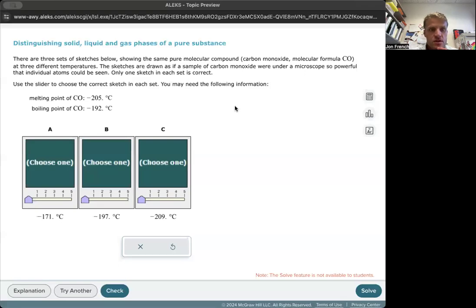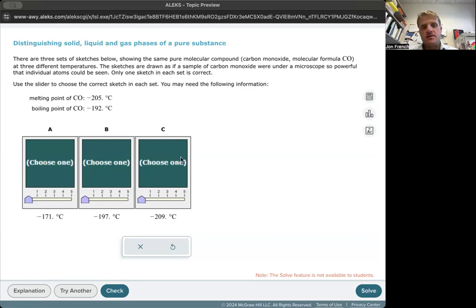I had a few questions on this homework topic about determining the difference between solid, liquid, and gas phase. So I want to work through one of those questions to show you what we're looking for. First, we're given that the melting point of carbon monoxide is minus 205, the boiling point is minus 191. And then we're asked to figure out what phase we expect it to be at each of these temperatures.